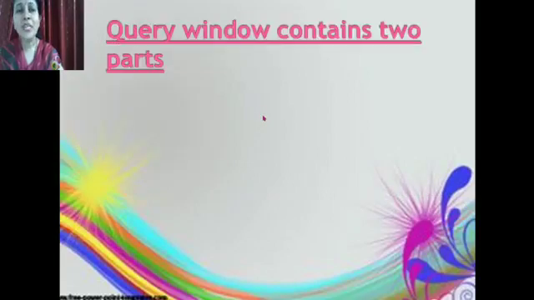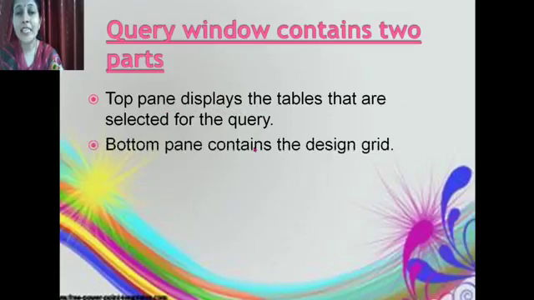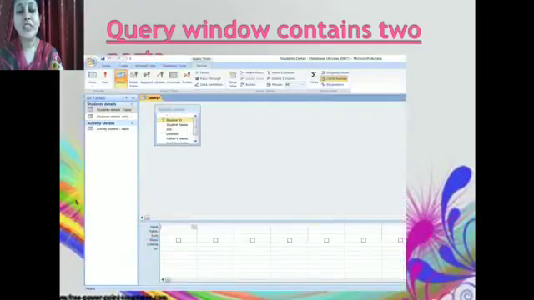Now, how does the query window look? The query window contains 2 parts. First, the top one is known as the top pane. It displays the tables that are selected for the query. The bottom pane contains the design grid. You can see the picture. This is the top pane and this is the bottom pane.